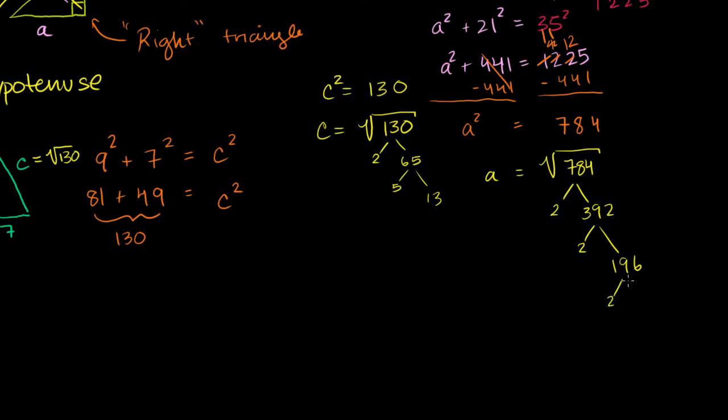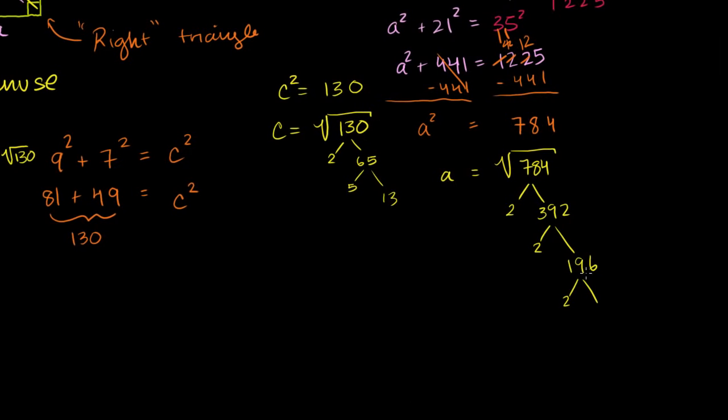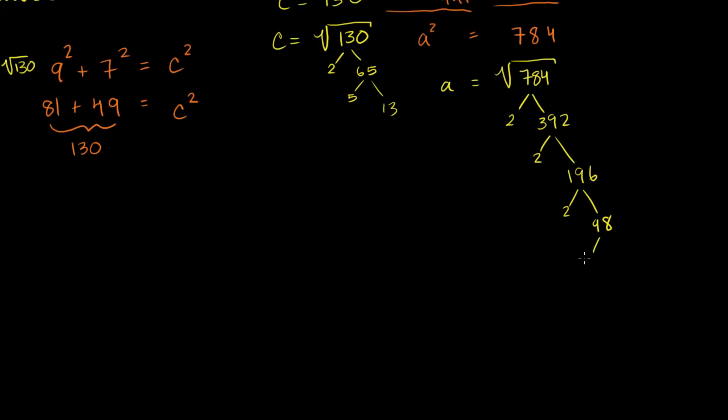196 is 2 times, I want to make sure I don't make a careless mistake. 196 is 2 times 98. Let's keep going down here. 98 is 2 times 49. And of course, we know what that is. So notice we have 2 times 2 times 2 times 2. So this is 2 to the 4th power. So it's 16 times 49.